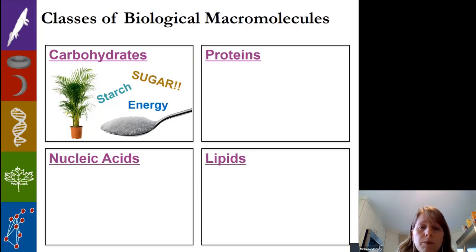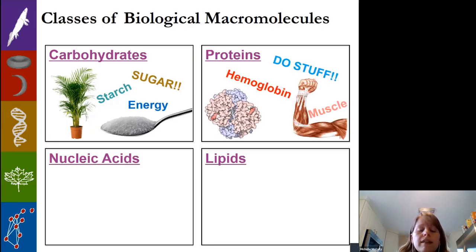We're going to be getting into proteins quite a bit now. Proteins are, in my opinion, the most exciting class of biological macromolecules. They are my favorite, and that's because they do stuff. They are the machines of the cell. They get stuff done. This is a picture of what hemoglobin might look like if we could see it.